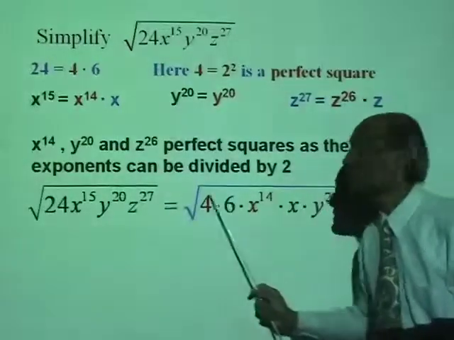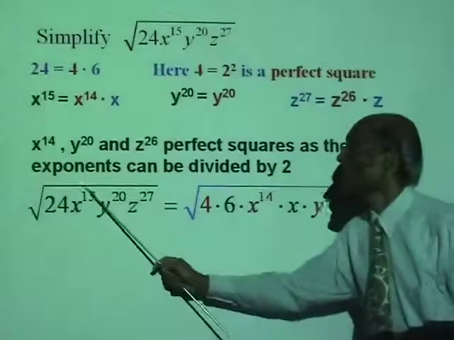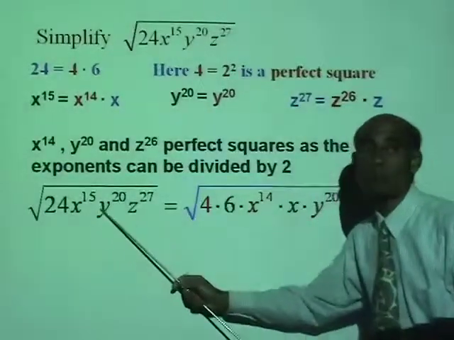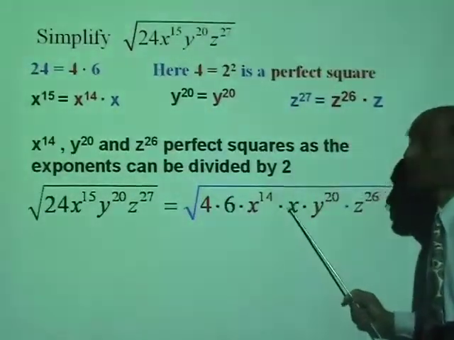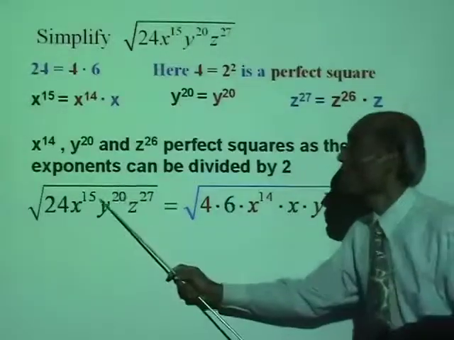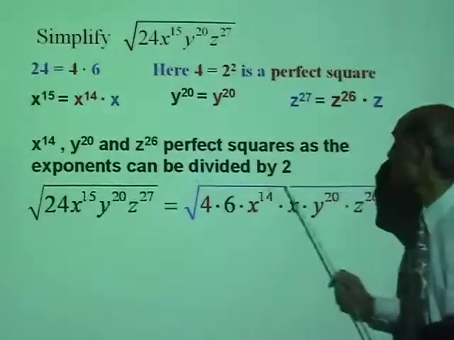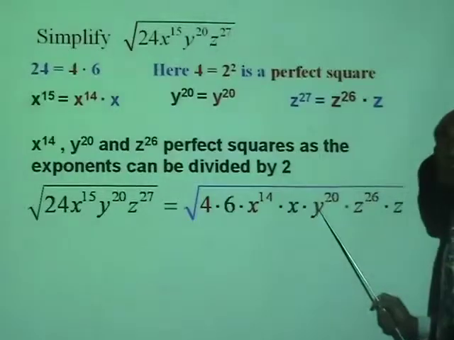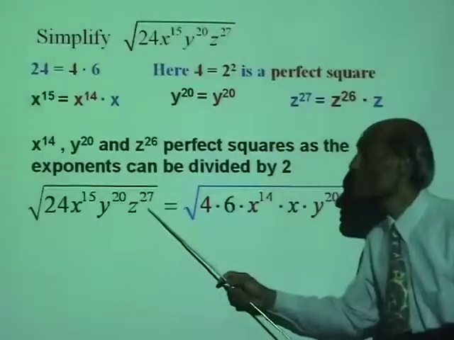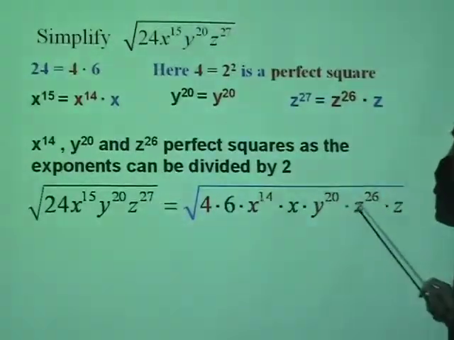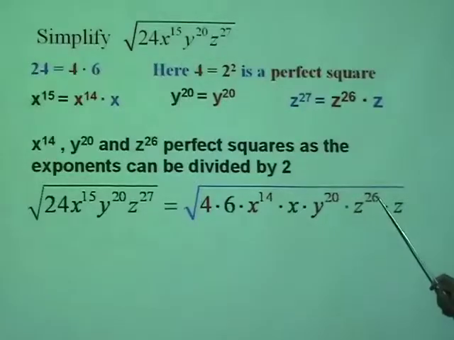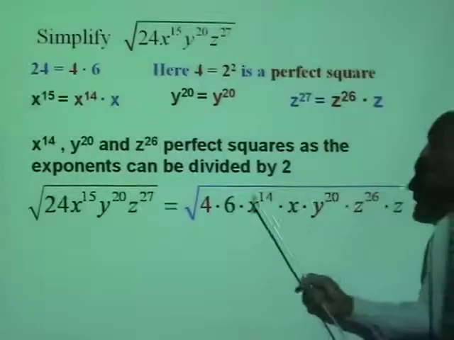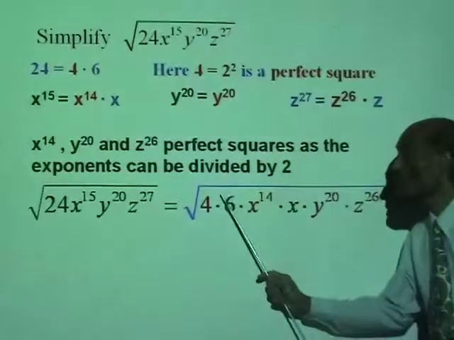24 is written as 4 times 6. X to the power of 15 became x to the power of 14 times x. Y to the power of 20 is itself a perfect square. Z to the power of 27 is written as z to the 26 times z. And how many perfect squares are there?